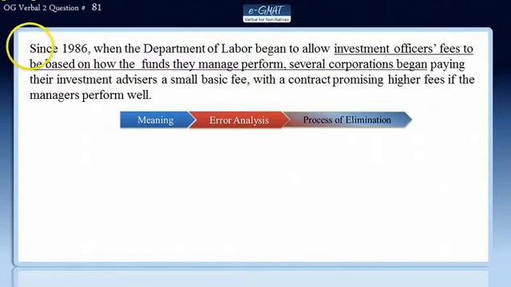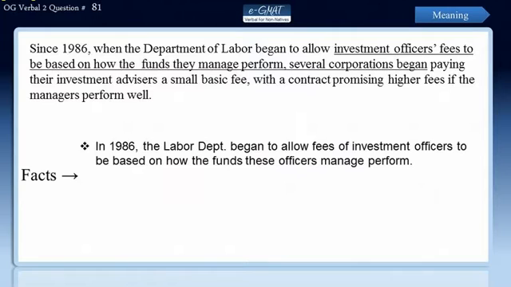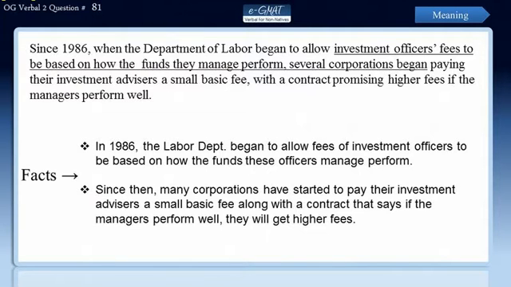So let's begin. Since 1986, when the Department of Labor began to allow investment officers' fees to be based on how the funds they manage perform, several corporations began paying their investment advisors a small basic fee with a contract promising higher fees if the managers perform well. This sentence presents a few facts. It says that in 1986, the Labor Department began to allow fees of investment officers to be based on how the funds these officers manage perform. Since then, many corporations have started to pay their investment advisors a small basic fee along with a contract that says if the managers perform well, they will get higher fees.